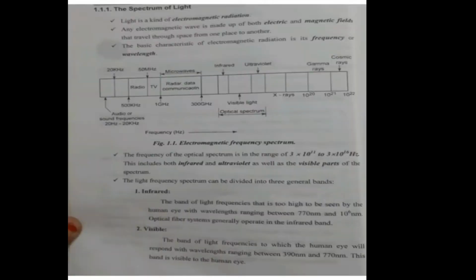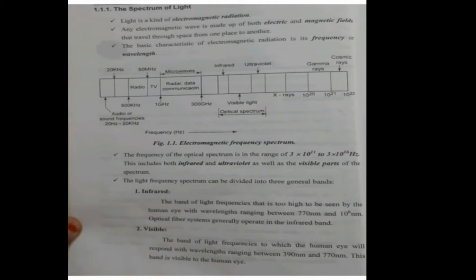Okay. Next thing is the optical spectrum. You know, light is a kind of electromagnetic spectrum, and the spectrum range is between 3 into 10 power 11 to 3 into 10 power 16 Hz. So this includes the infrared spectrum, ultraviolet spectrum and visible light spectrum. Okay. So you know infrared spectrum, the frequency of the infrared spectrum is very high. That is, we can't see it with the human eye. So for example, if you take some laser light, it can't be seen by the human eye.